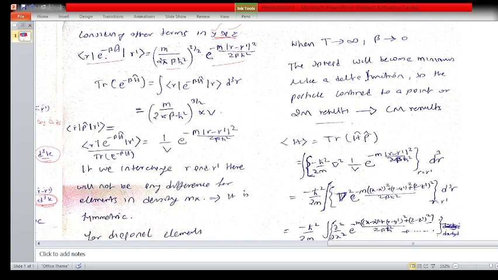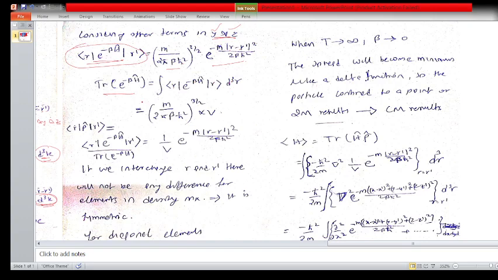So that is this term. And what is the trace of e raised to minus beta h? The trace of e raised to minus beta h is equal to the integral of this term. This is nothing but those elements. As you know, these are the elements in that particular matrix. Then we'll get the integral of <r|e^(-βH)|r> d³r.